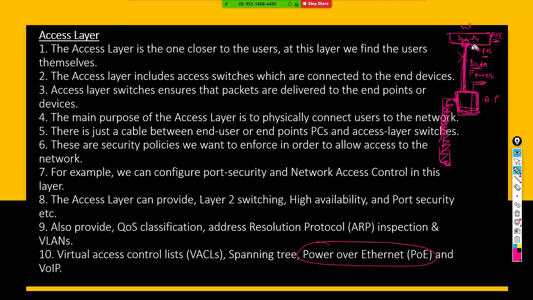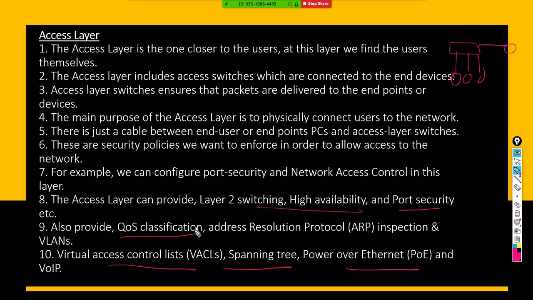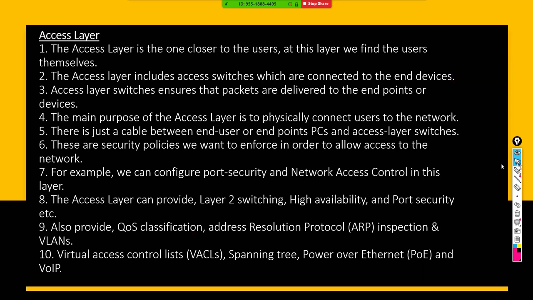So as you all know, these access points are directly connected to access layer switches. So that is why this is again a part of the access layer. Most of you would have thought the access layer is just about connecting to end devices, right? But it is much more than that. It's about high availability, port security, power over ethernet, spanning tree, VACLs, QoS. So there are a lot of things which your access layer is also handling here.